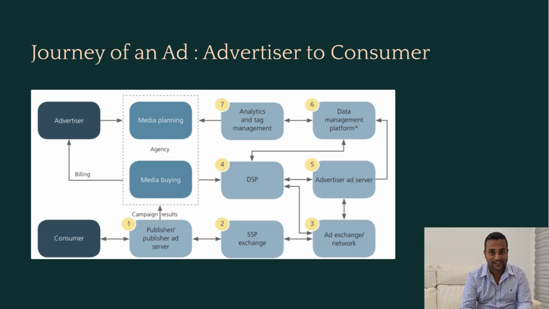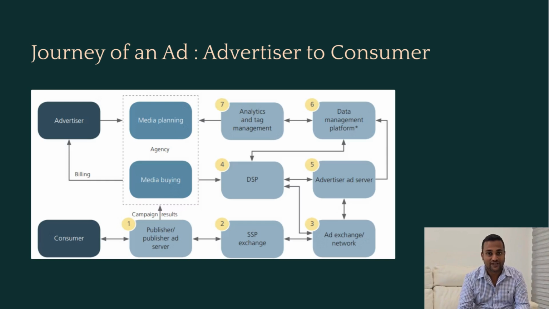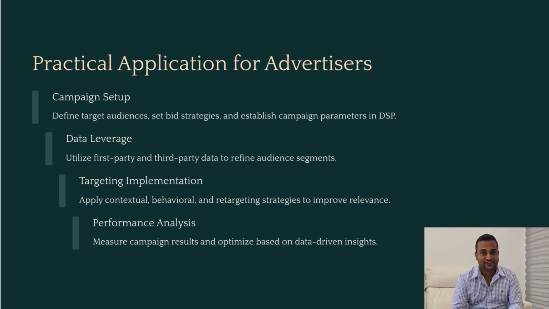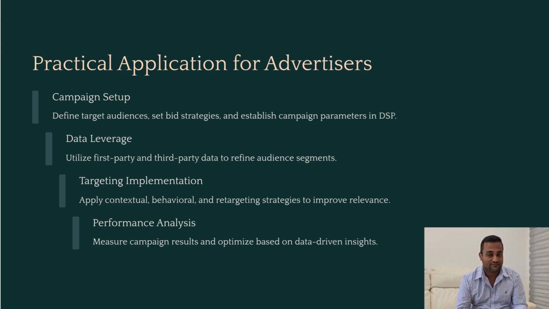In practice, navigating the ad tech ecosystem requires hands-on experience with various platforms and tools. It involves setting up and managing advertising campaigns using DSPs, optimizing publisher revenue through SSPs, and leveraging data from DMPs to improve targeting. For advertisers, this means learning how to use DSPs effectively. This includes setting up campaigns, defining target audiences, setting bid strategies, and analyzing campaign performance. It also involves understanding how to leverage first-party data and third-party data from DMPs to create more refined audience segments.